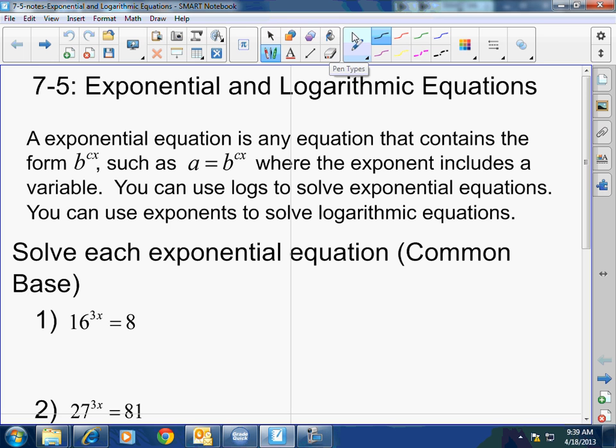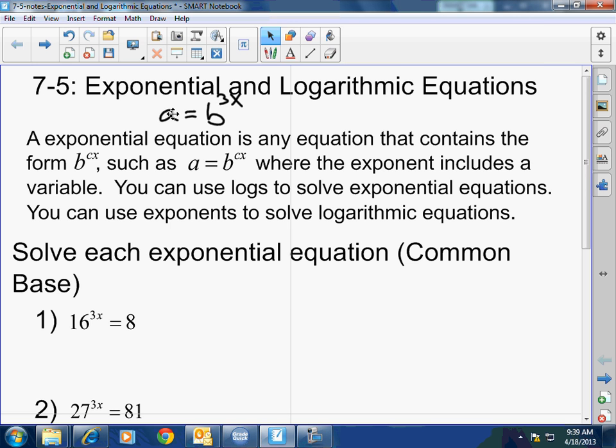So if I had a equals b to the third, that's technically not an exponential because I don't have a variable in the exponent. If I went 3x, then I'm talking about an exponential. I need a variable in the exponent, basically in a nutshell, to have an exponential equation.